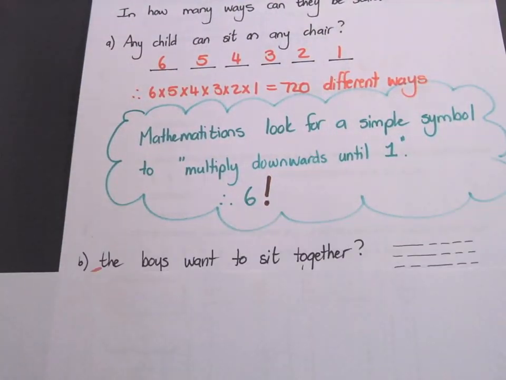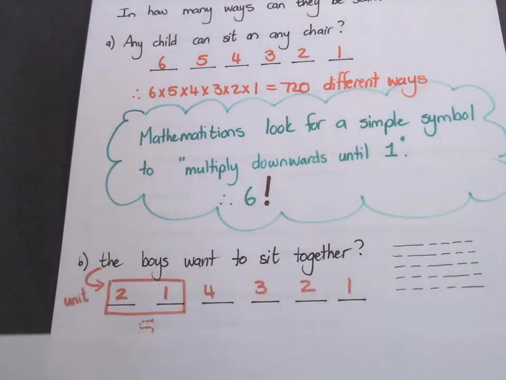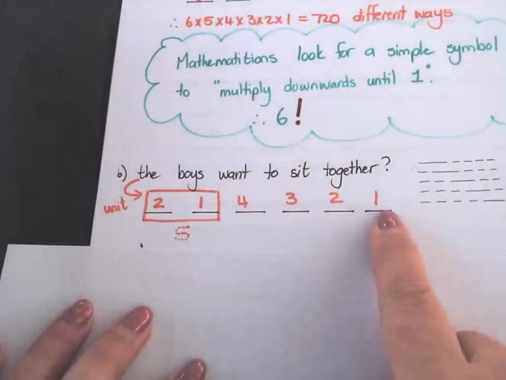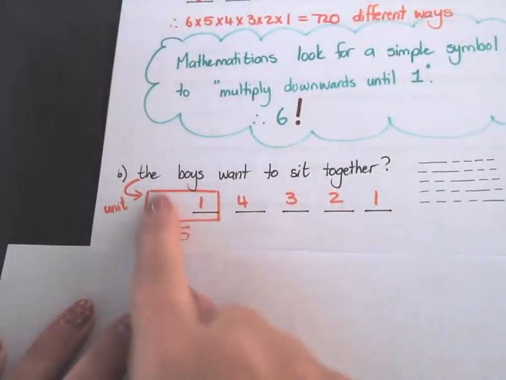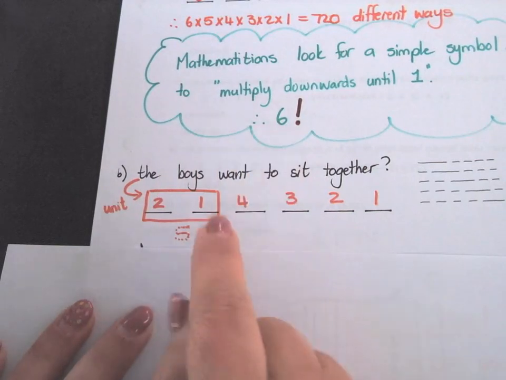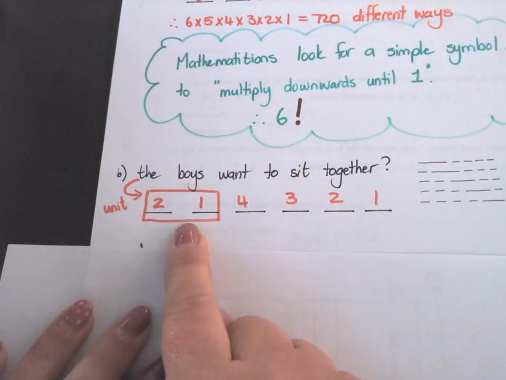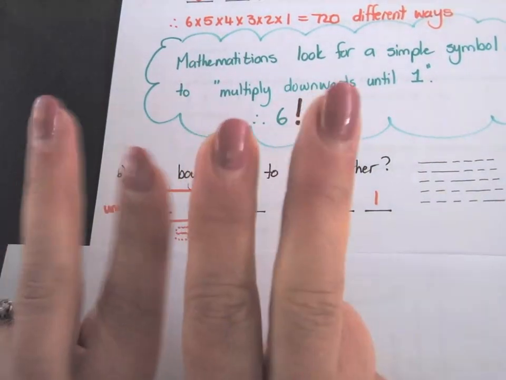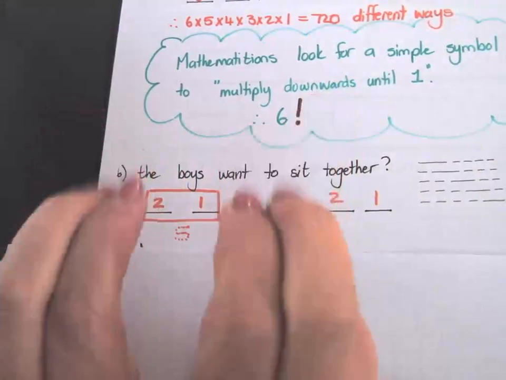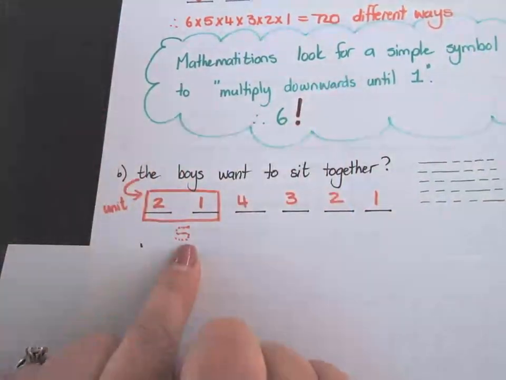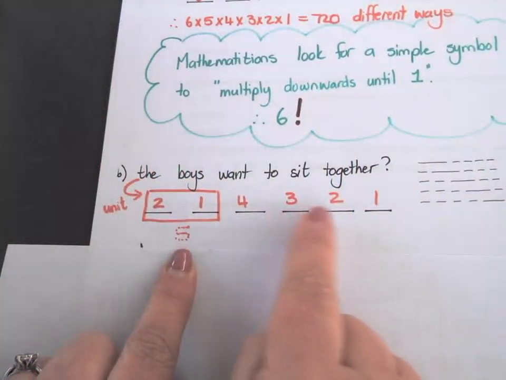Now, the boys want to sit together. So what do you do with the boys? You treat them as a unit. Therefore, I still have my 6 chairs, but the boys want to sit together. So I treat them as a unit. So these 2 chairs become 1. So it's 1 chair, and then it's 5, 4, 3, 2, 1.